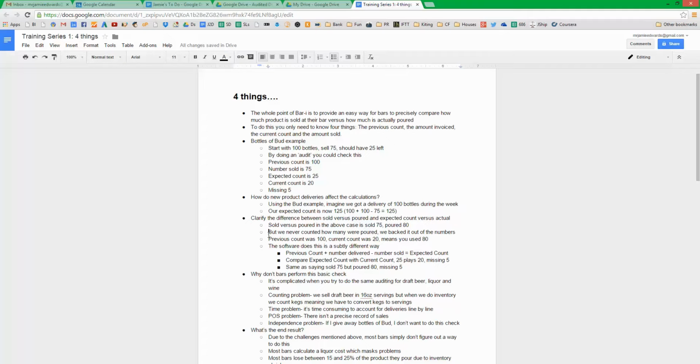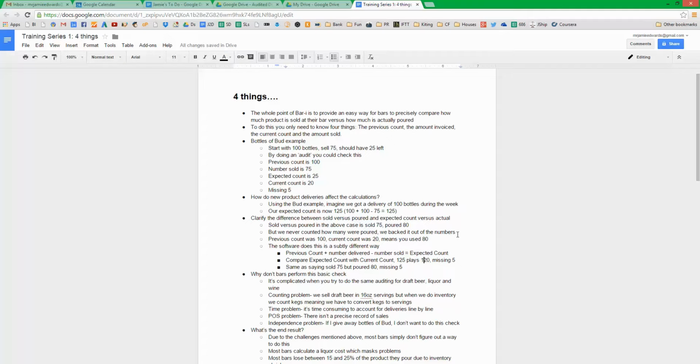Compare the expected count with the current count. So, using the example, we have 125 versus 120. Again, we're missing 5. Just saying that the expected count was 125, but the actual count was 120, means we can conclude we're missing 5. And it's just a different way of saying that we sold 75 but poured 80, and therefore we're missing 5.